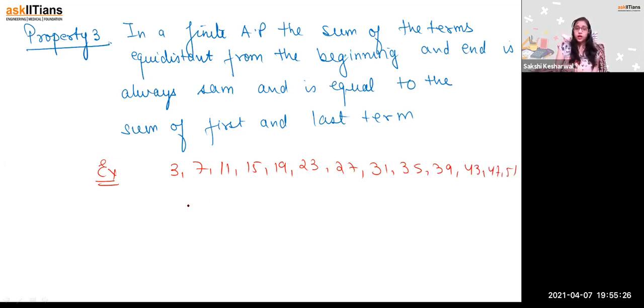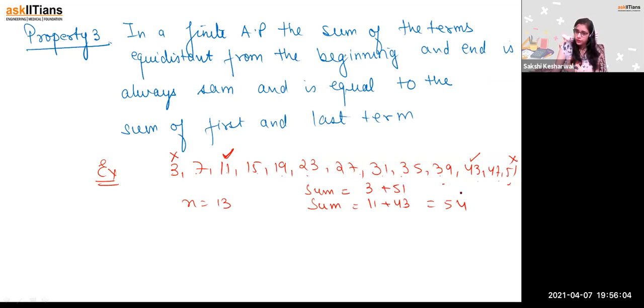Now see how many terms there are. 1, 2, 3, 4, 5, 6, 7, 8, 9, 10, 11, 12, 13. 13 terms are there, so n is equal to 13. Now if I add the third term from the beginning and the third term from the last, that is 11 plus 43, which is equal to how much, beta? 54. Now the sum of first and last: first is 3 and last is 51, so this is equal to 54, right or not? Yes.